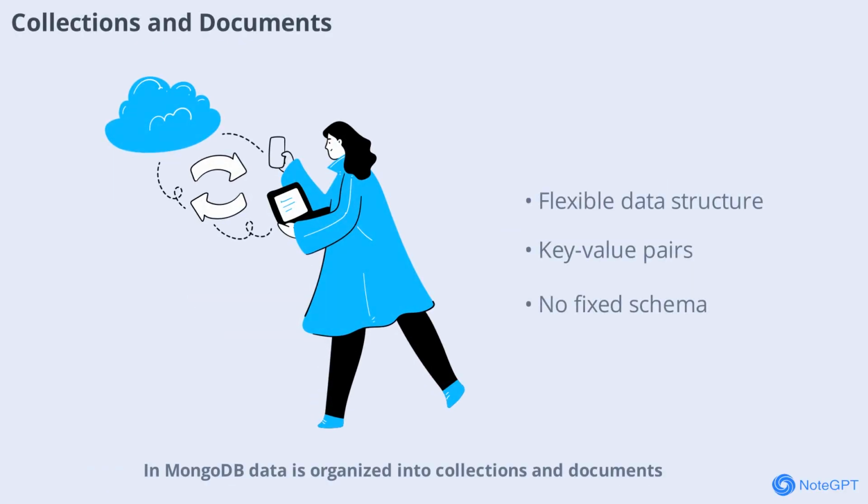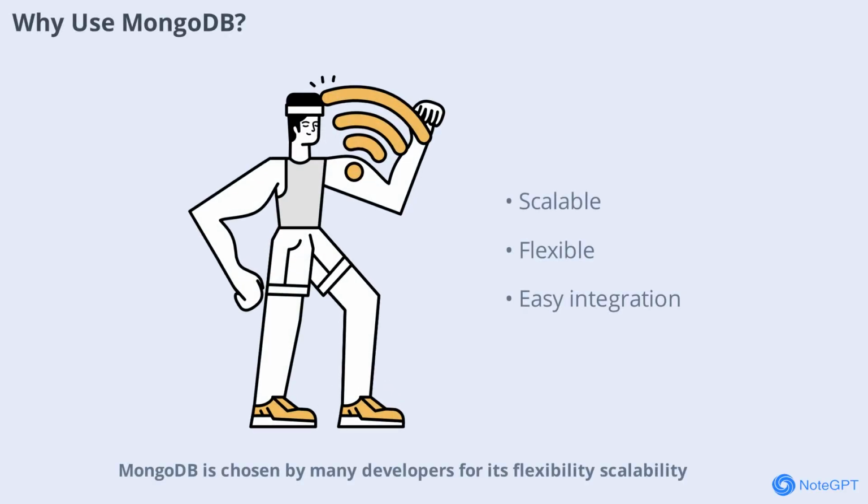MongoDB data is organized into collections and documents. A collection is a group of related documents, and each document is a set of key-value pairs. Unlike rows in a relational database, documents in a collection can have different fields and structures. This means you can store diverse types of information together, making MongoDB highly adaptable for various use cases, from user profiles to product catalogs.